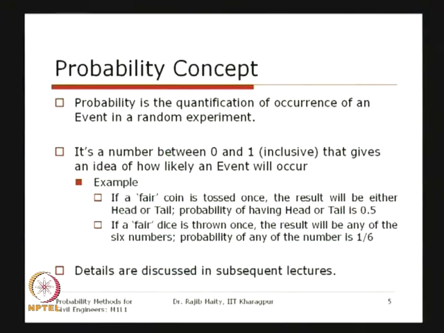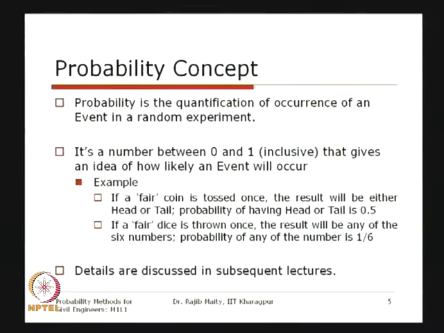To start with the probability concept, it generally says that probability is the quantification of occurrence of an event in a random experiment. If the outcome of one experiment is not certain, it can take any value, then the occurrence of a particular outcome can be expressed in a probabilistic sense.